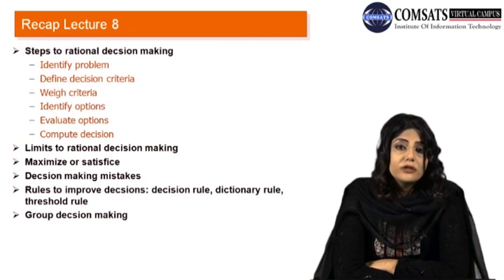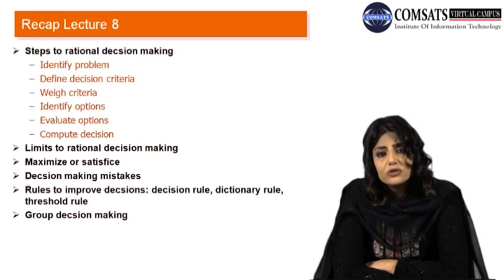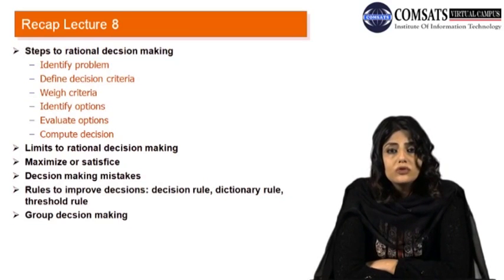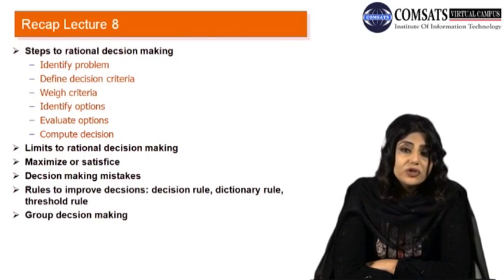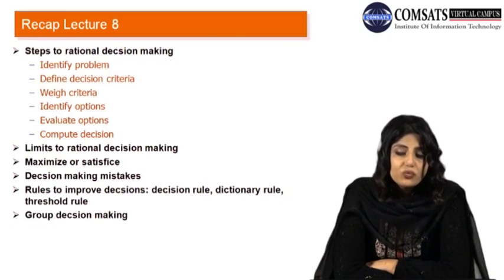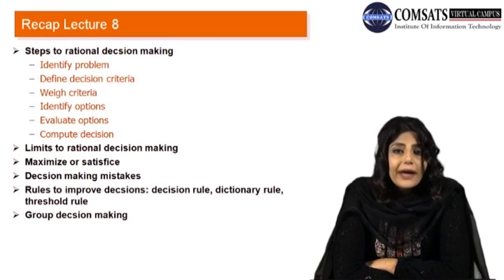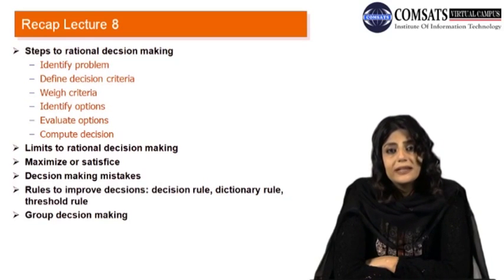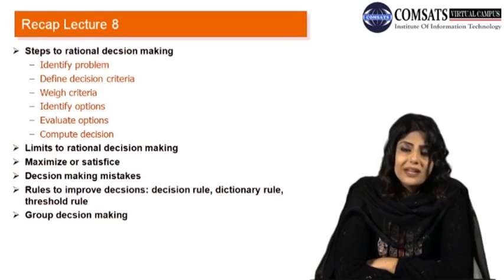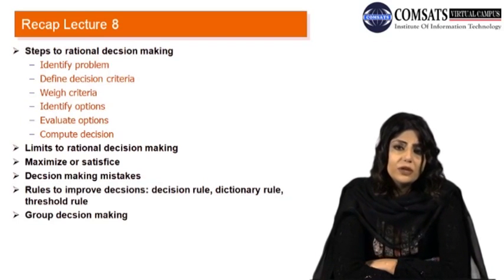So other than the different decision-making criteria, organizations also have different rules to make decisions. We studied why organizations, or managers, follow these rules, such as the decision rule, the dictionary rule, and the threshold rule. Why do they follow these rules? Because they expedite the decision-making process, and they provide standard and very quick ways for managers to arrive at certain decisions.